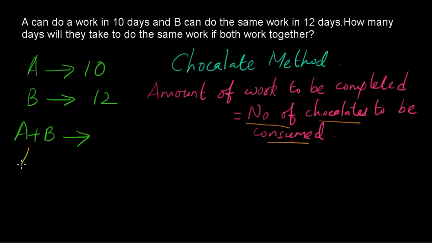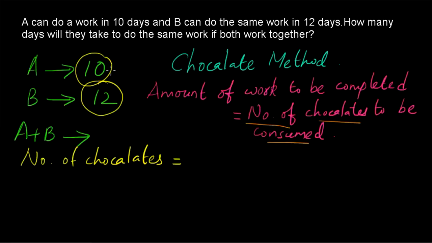First we have to write down the number of chocolates. We have to take it as a multiple of both 10 and 12. Here A takes 10 days to complete and B takes 12 days. We have to find how many chocolates are eaten by A in one day and by B in one day. For ease of calculation, we take the LCM of 10 and 12 as the number of chocolates. The LCM of 10 and 12 is 60. Therefore, the number of chocolates is 60.